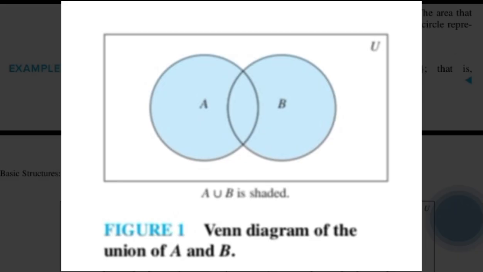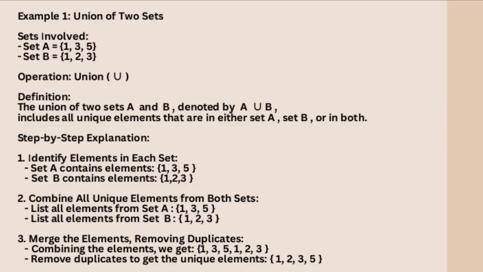The Venn diagram shown in Figure 1 represents the union of sets A and B. The area that represents A ∪ B is the shaded area within either the circle representing A or the circle representing B. So we will give some examples of the union of sets. Here's example number 1. The union of the sets {1, 3, 5} and {1, 2, 3} is the set {1, 2, 3, 5}. That is, {1, 3, 5} ∪ {1, 2, 3} = {1, 2, 3, 5}.